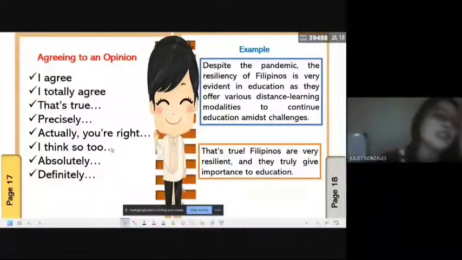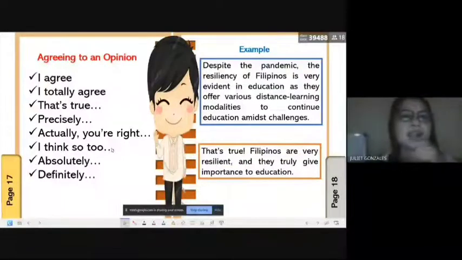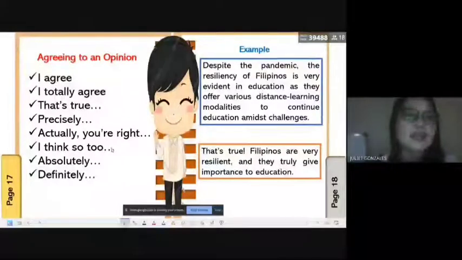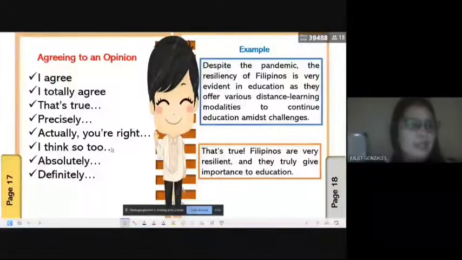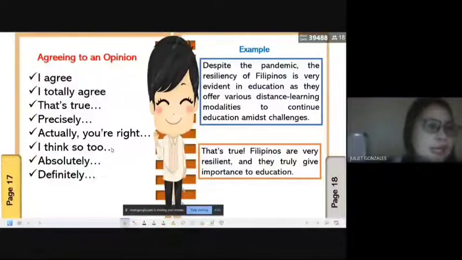Now, go back to your chat box, and for 1 minute, give me a statement with one of these expressions or introductory phrases that agrees to a particular opinion. Okay, I'll give you another 1 minute to do it. Go. On the count of three, you send your answers together. 1, 2, 3, go. Okay, let us start with DM. I totally agree with you, Poldo, that vanilla is the best ice cream flavor. Okay, I agree that people should get the vaccine so we can get back to our normal life.